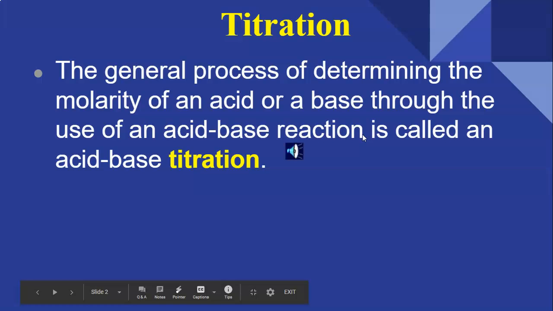So the general process of determining the molarity of an acid or a base is through an acid-base reaction, a neutralization, called an acid-base titration. And if you watch the video, you kind of see how a titration process works. But really, it's a very slow process. You have to figure out what you know, and then neutralize that thing with the opposite. So if you start with an acid, you neutralize with a base. If you start with a base, you neutralize with an acid. And it's a very long process. It's very slow, but it's very methodical, and very, very important.